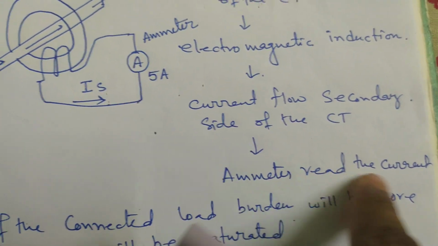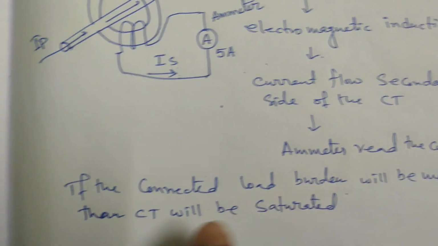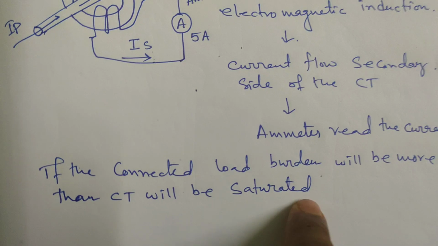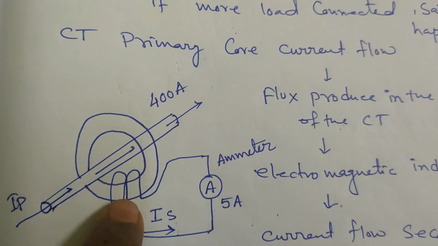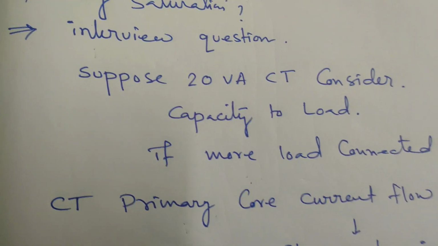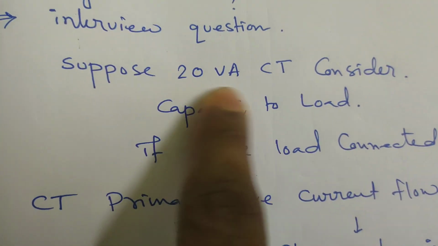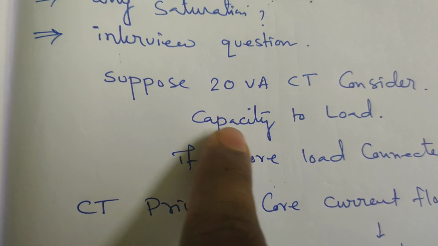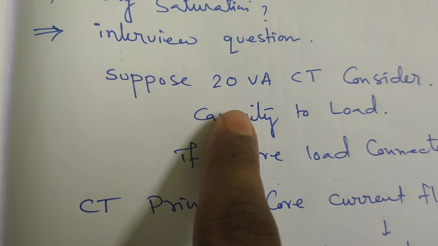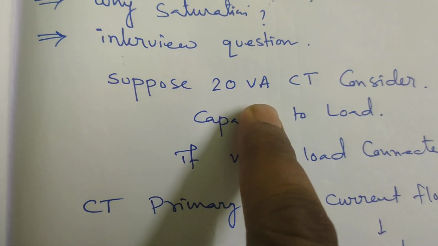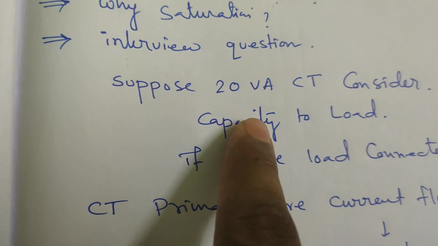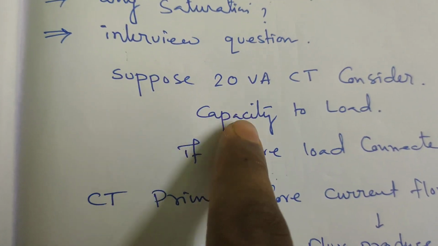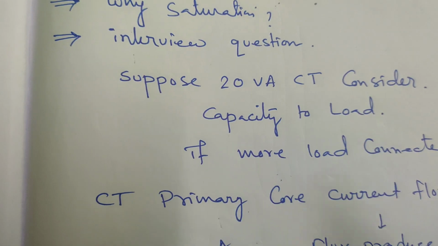So the ammeter reads the current, and if the connected load burden is more, then the CT will be saturated. So this is the basic thing: this is the CT burden. You should maintain the CT burden. On every nameplate of the CT you can see the burden written: 20 VA, 30 VA, 15 VA, 10 VA. If this burden is crossed, then the CT will be saturated.